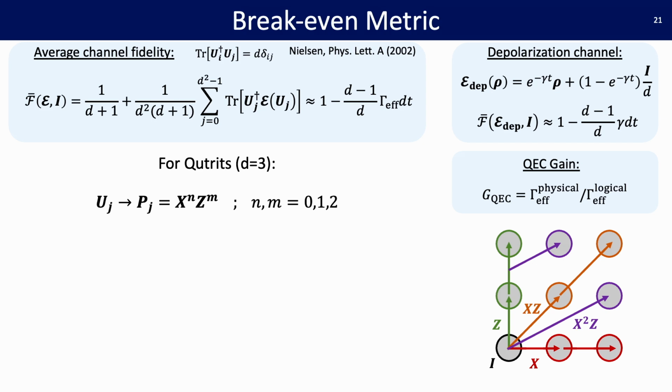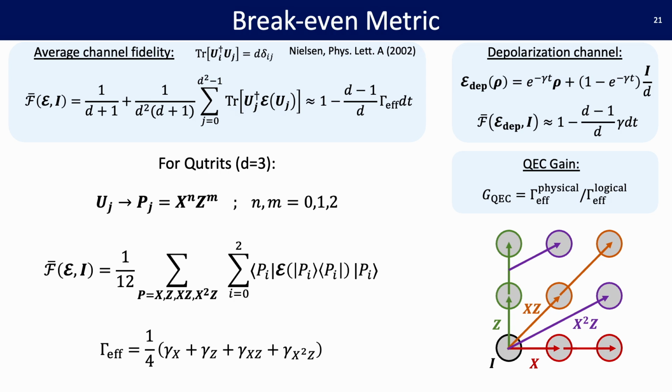We have the x direction, the z direction, the xz direction, and now this x squared z direction. If we diagonalize in these 4 characteristic cardinal bases, we're able to simplify the average channel fidelity into this form, where again, this is a term I can experimentally measure.